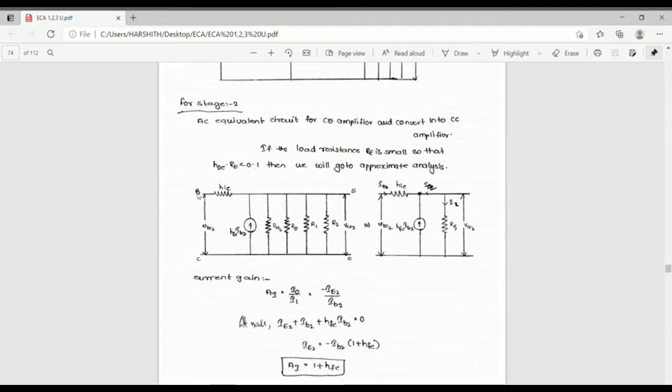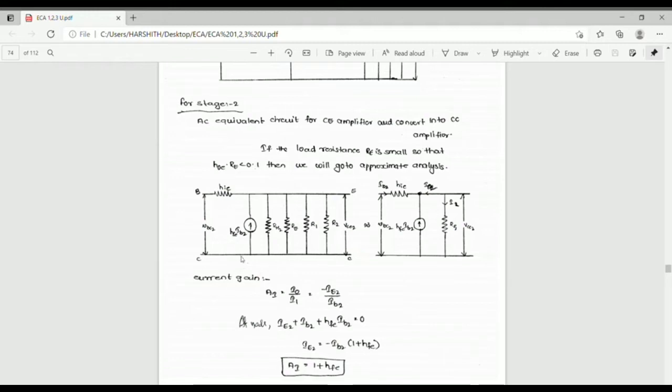So here, the base is the input, and the collector is common between input and output. This is the CC amplifier. CC means common collector, so the collector is common between input and output. The base is the input, and the output is the emitter.